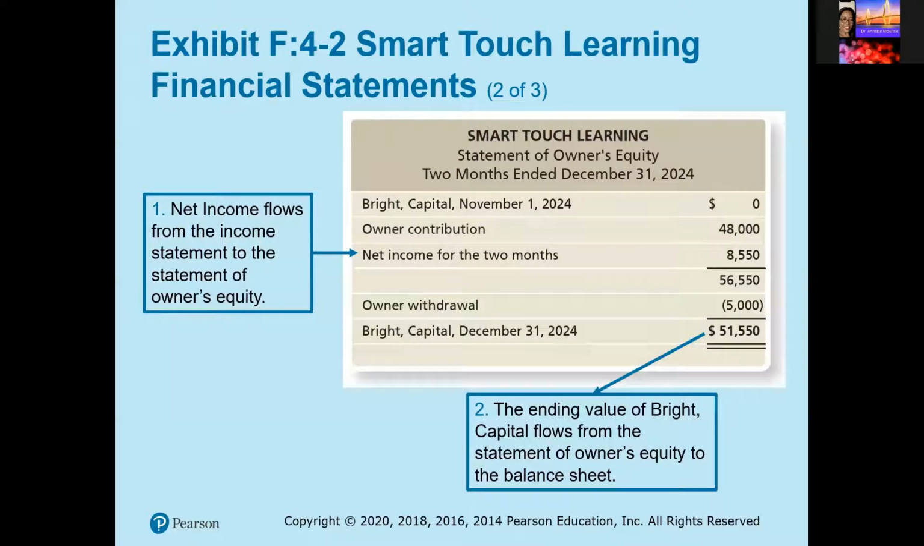Here you see the statement of owner's equity for Smart Touch Learning. Remember in the previous slide, we said that the net income, which is $8,550, transfers to the statement of owner's equity. So here's that amount. Now, the ending value, the $51,550, the ending value of Bright Capital flows from the statement of owner's equity to the balance sheet. You will see this amount, the ending value, on the balance sheet.